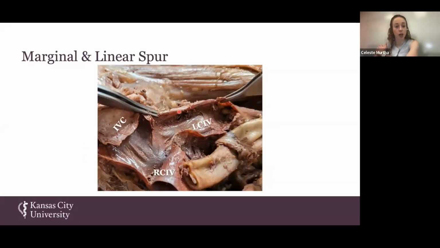The next type of spur is a marginal and linear spur, which stretches from about right here to about right here. And the best way for me to help you guys visualize this adhesion is to appreciate that right where my laser pointer is the lateral margin of the vein, but yet we were not able to open the vein beyond this point. So you can imagine or appreciate that this portion of the vein, the posterior and anterior walls, were adhered to each other.